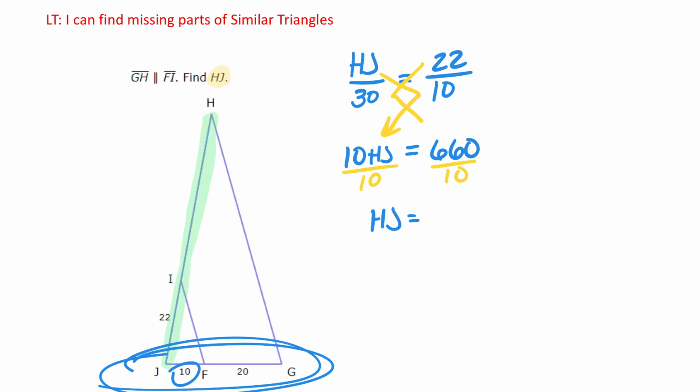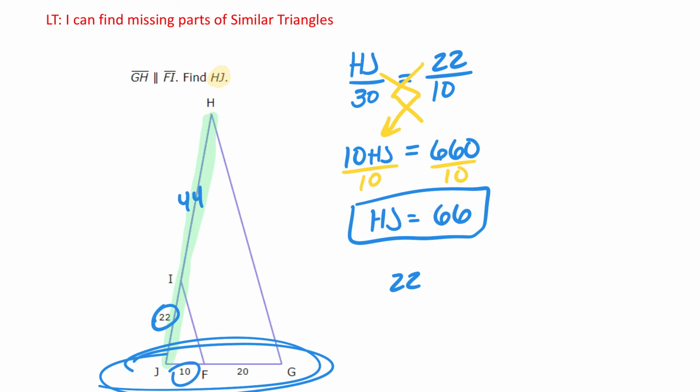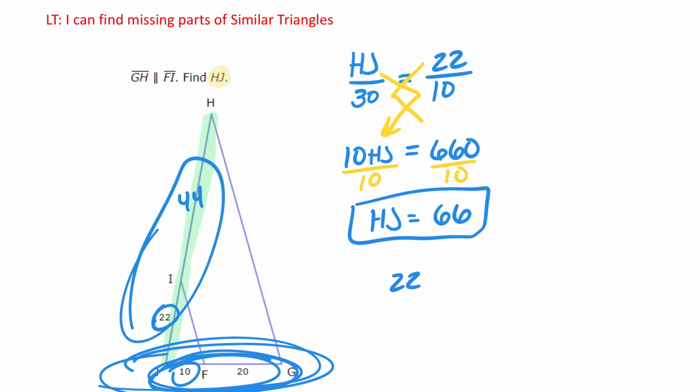HJ is a measure of 66. Let's see if this scale factor works. 22, by the way, if this is 22 and the whole thing's 66, this would be 44, and that actually answers my question. Because our scale factor was a 2 to 1, and 22 to 44 is a 2 to 1. And this scale factor could ring true. And you may have set this up differently. As long as you're coming to the correct answer and you're comparing corresponding parts, you should be all right.